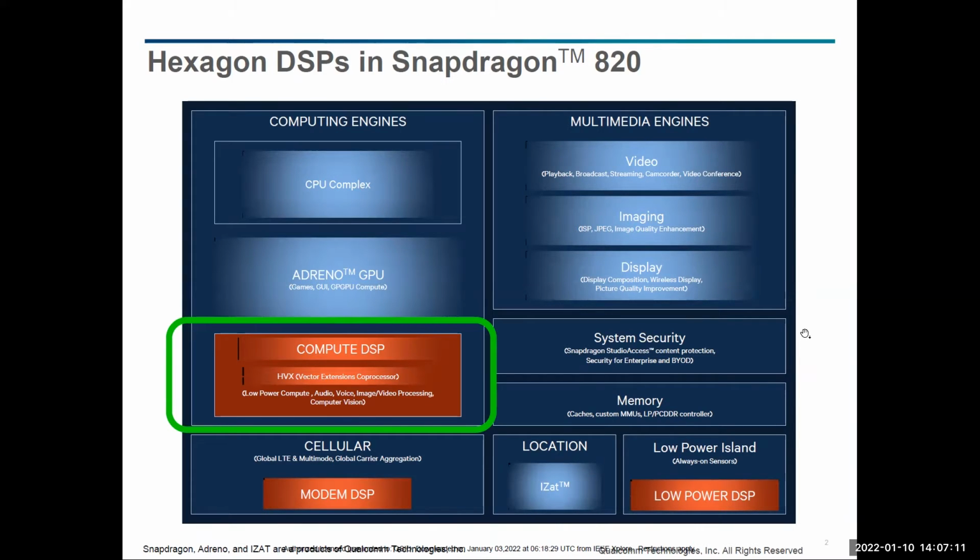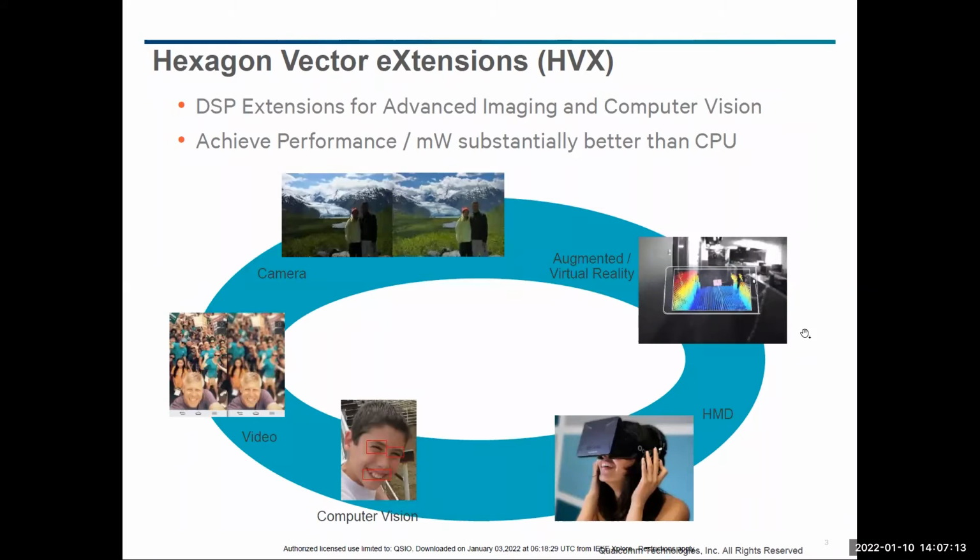Okay, sounds good. So now we'll take a deep dive on the Hexagon architecture, and predominantly we'll be discussing the vector engine that is present on Hexagon. The vector engine on Hexagon is called HVX, which stands for Hexagon Vector Extensions. These are DSP extensions meant for imaging, computer vision, and machine learning applications.